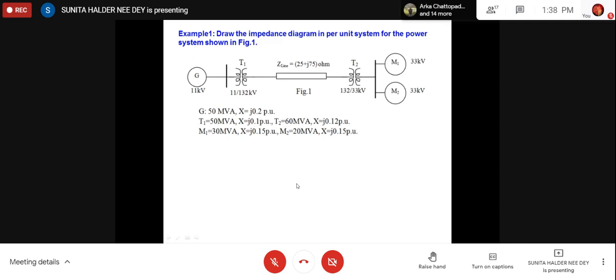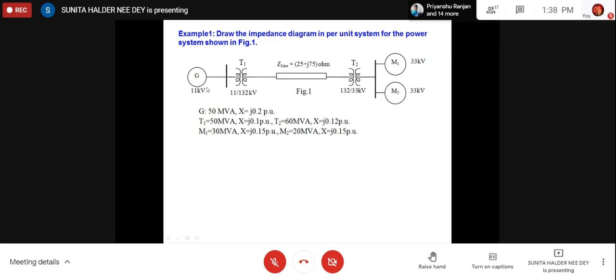So there is a transformer and generator. This is the same system that I showed at first, but without these values. I had not shown the values at that time. So this is the generator. All the values you can see are given in per unit. Then we want to draw the impedance diagram of the system. Why draw it? That I shall discuss later. At first, let us draw.